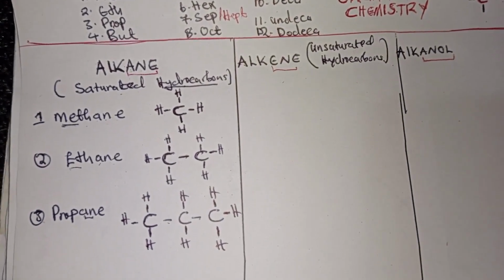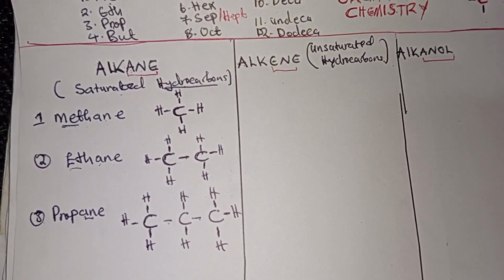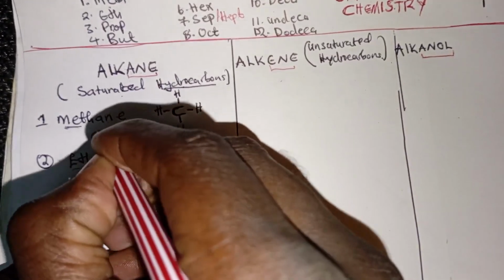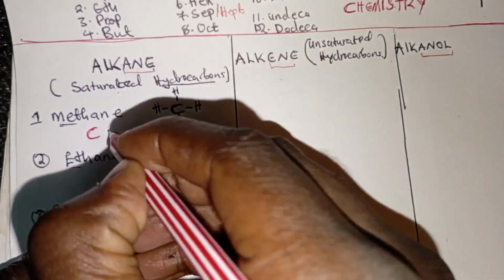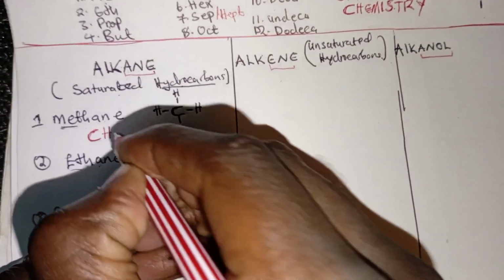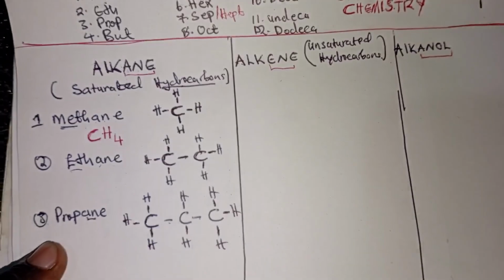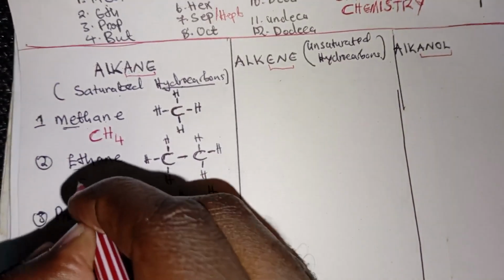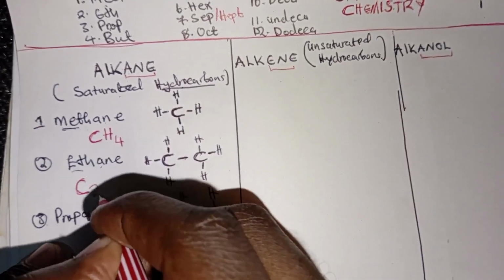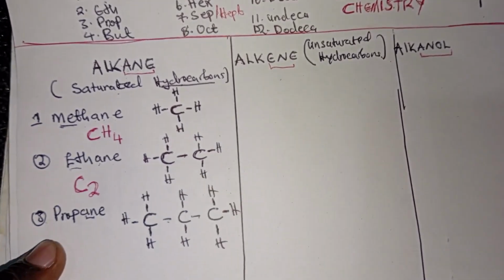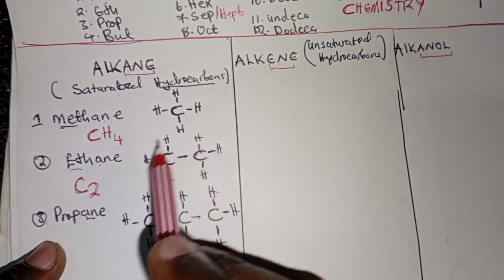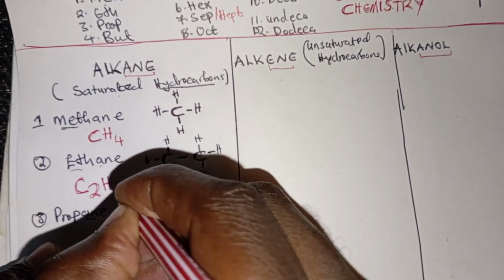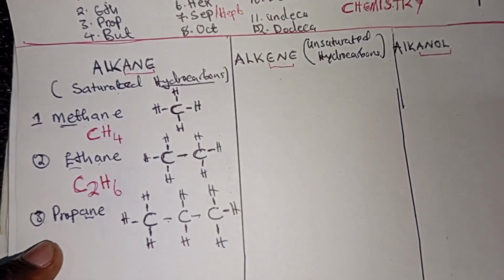Now, the molecular formulas are very simple. You just count. You write 1 carbon, how many hydrogen? There are 4. You just write it. CH4. This one, how many carbon? 1, 2. So you write C2. Then the hydrogen, 1, 2, 3, 4, 5, 6. You write H6. Very, very simple.